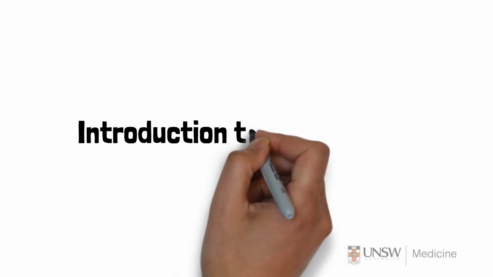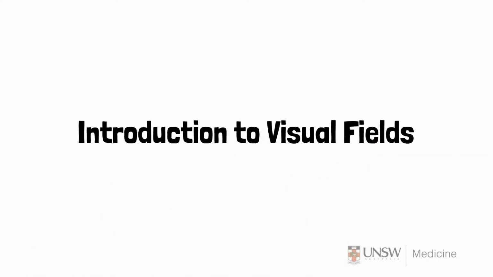Welcome to an animation on visual fields, part 2 of DIY eye exams. Visual field testing is an important and regular part of eye care. It assesses peripheral vision, a function of the second cranial nerve, the optic nerve. It also picks up any problems in the rest of our visual pathway.